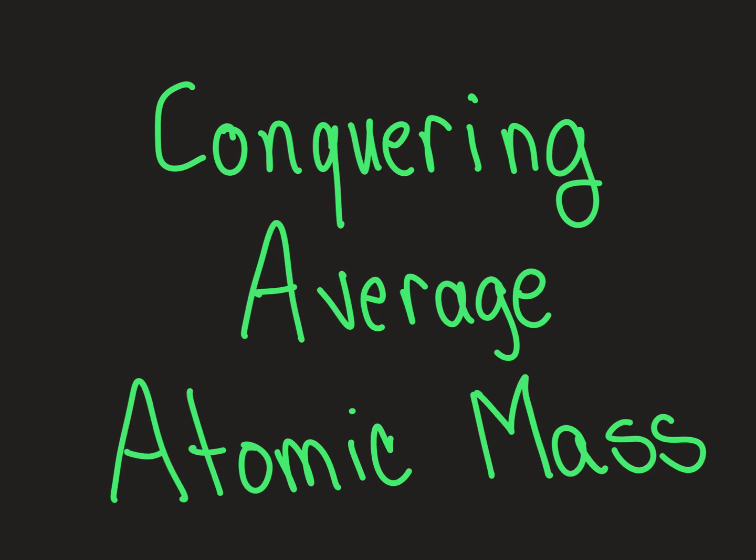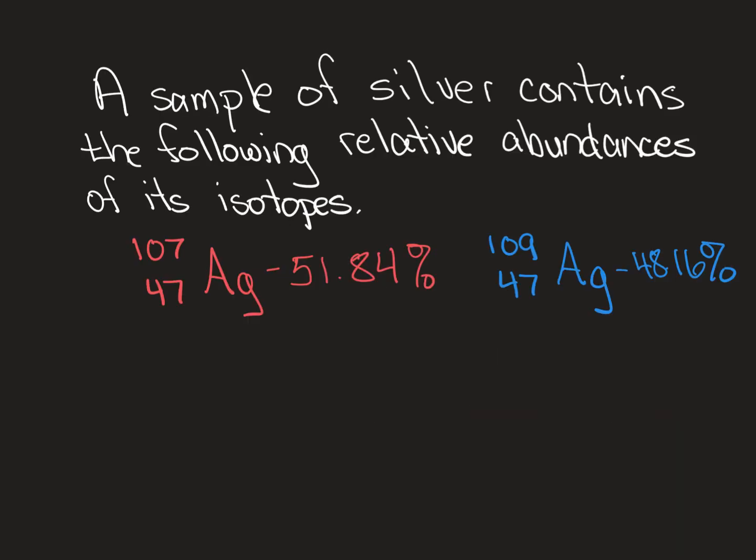In this video, we are going to be conquering average atomic mass. So in this problem, we have a sample of silver that contains the following relative abundances of its isotopes. We have silver 107 with an abundance of 51.84%, and we have silver 109 with an abundance of 48.16. There are two ways we can do this problem, and I'm going to show you both ways.